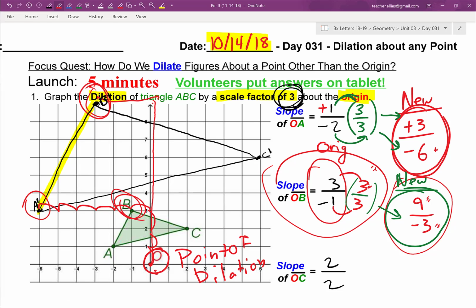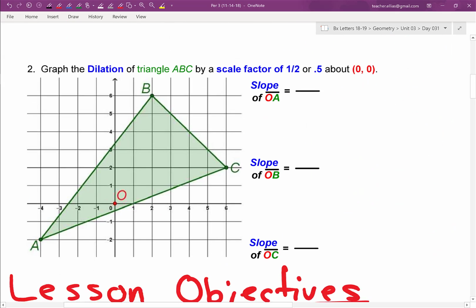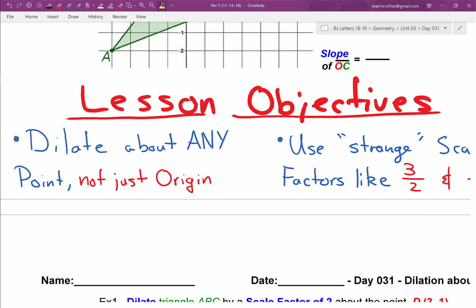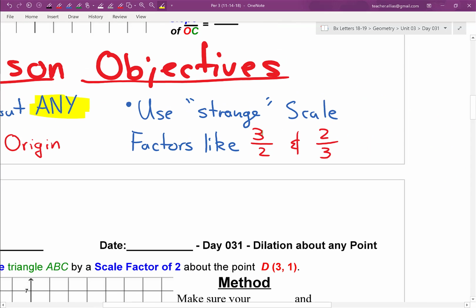And the reason why we're practicing it today is our objectives. We want to dilate about any point, not just the origin. The origin's easy. We're going to do this for any point. Our method will work for any point. And then we also want to be able to use strange scale factors, like 3/2 and 2/3 and maybe 1/5 and 7/8. This method will guarantee you get that all good.